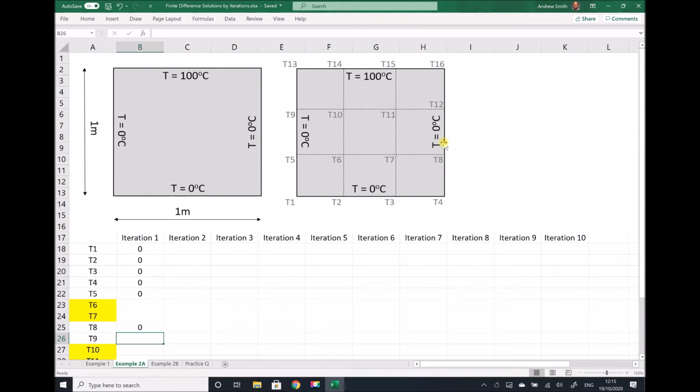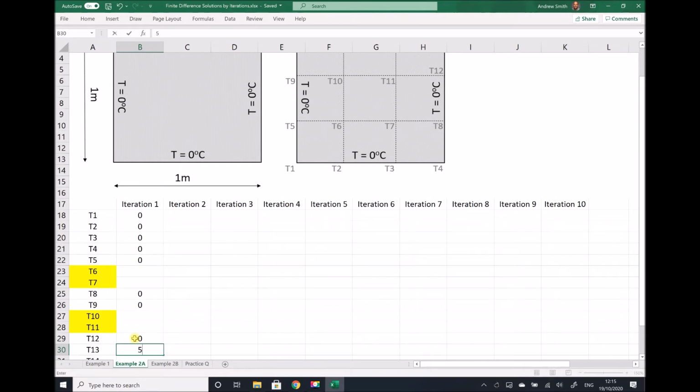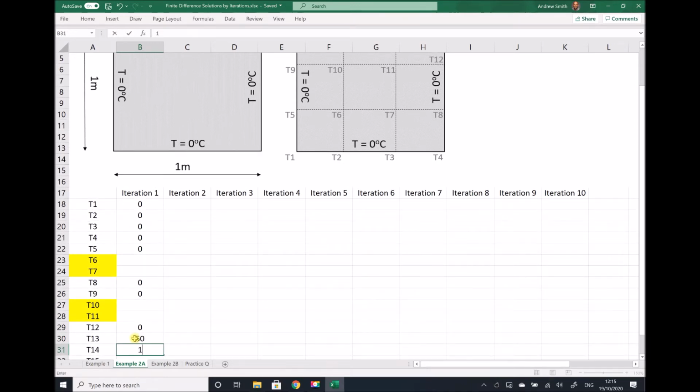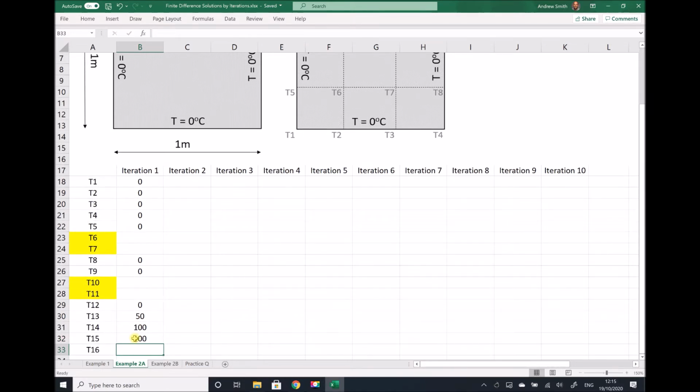So now let's transfer that information. We've said T9 is 0, down here in the bottom left. We've said T12 is 0. We've said T13 is 50. T14 is 100. T15 is 100. And T16 is 50. As you can see there, I've highlighted T6, T7, T10 and T11 because we don't yet know what the temperatures are at those points, and this is where the iteration process comes in.